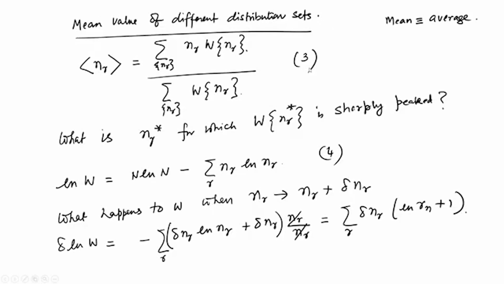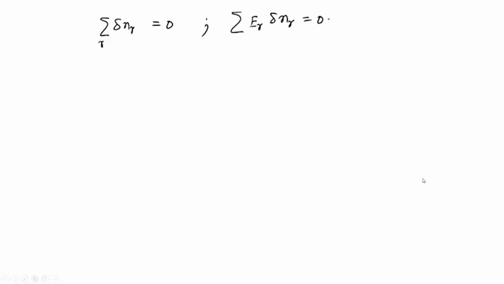Let us call it equation 5. So we will put delta log W equal to 0. Why do we put it equal to 0? Because we want to extremize the distribution. So we will put that equal to 0 subject to these conditions, and that can be done by introducing two Lagrange's undetermined multipliers, one corresponding to the total number of particles being constant, the other corresponding to the total energy being constant.